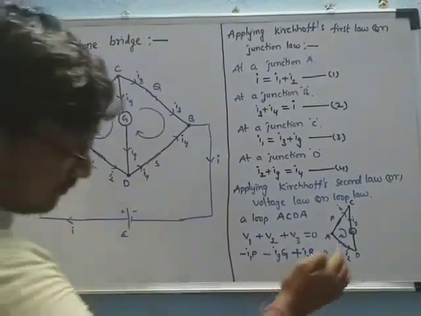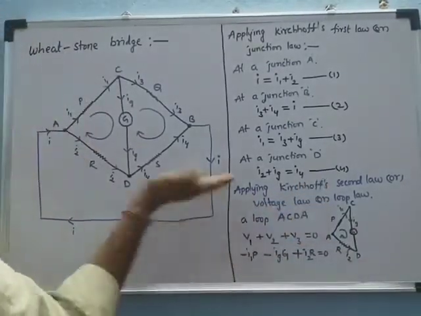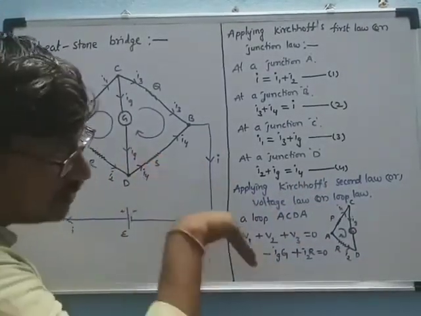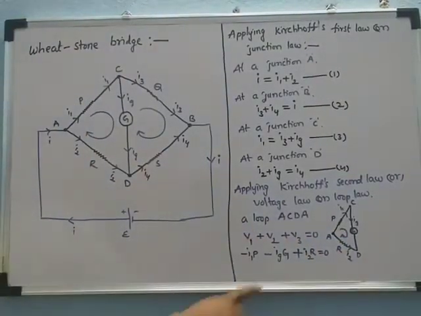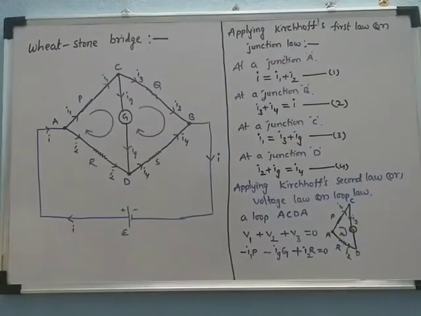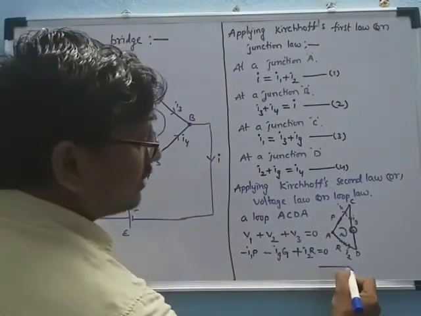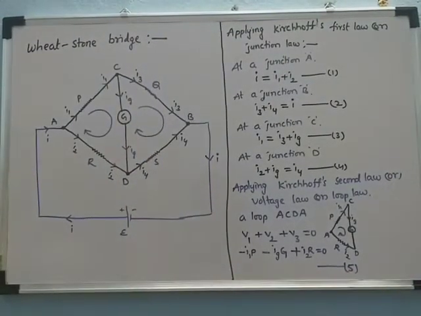But observing here, the loop is going from D to A, but the current, which direction is it? A to D direction. That means the loop is in the opposite direction. Opposite direction means we take it as plus. For the same direction we take it as negative. This is considered equation number 5.